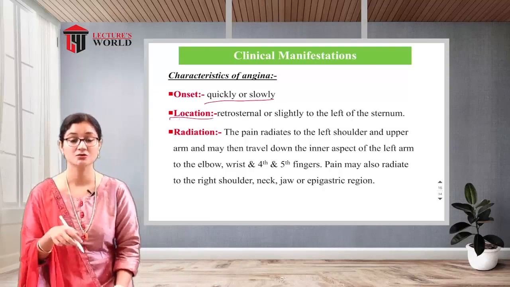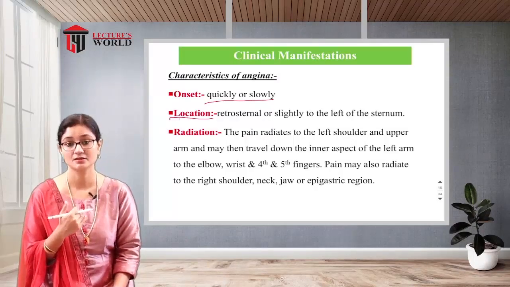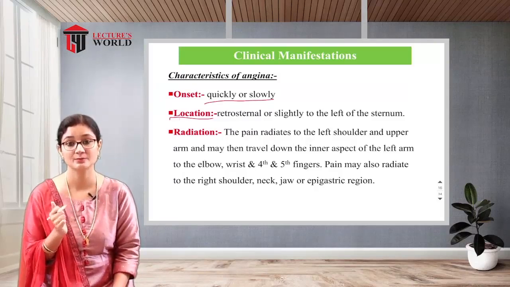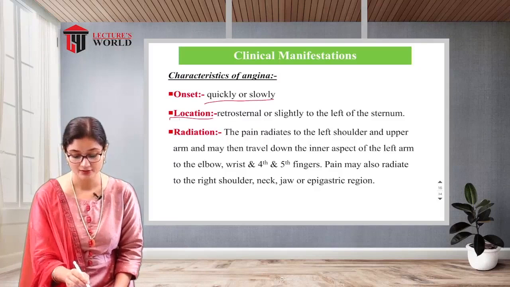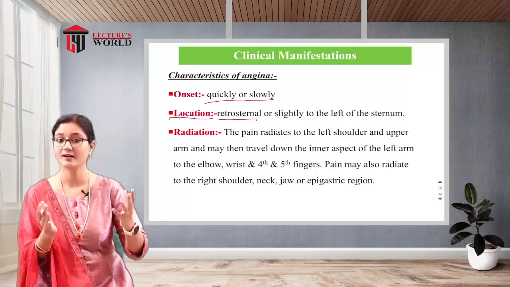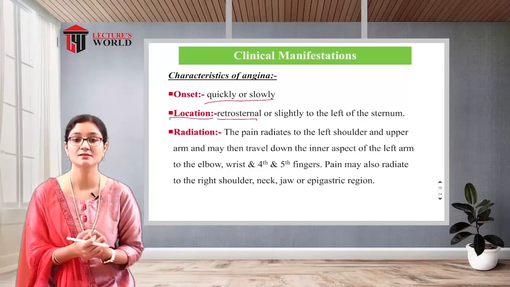Location, कहाँ दर्द होता है? Where is the exact location? Retro, that is below the sternum. Sternum bone, you know, below the sternum the person has pain. Okay, retrosternal, or slightly to the left. Because our heart is on the left side, so slightly left to the sternum the person starts having pain.